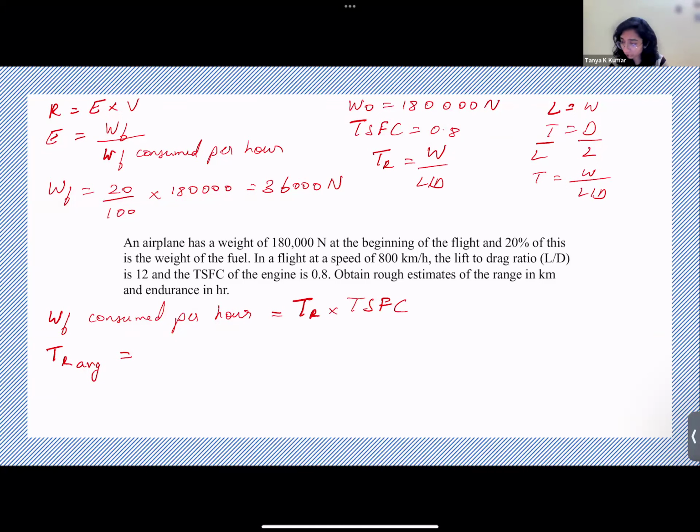Correct? So W is weight average. Take average weight. W average by L by D. L by D is given to you directly, so it's 12. What is the average weight? How do you find this? Can you try solving the question now? Now that everything is given to you, can you try solving it? Satvik, can you try seeing where you made your mistake? Try solving it this way. I'll give you a few more minutes. Just try solving it.